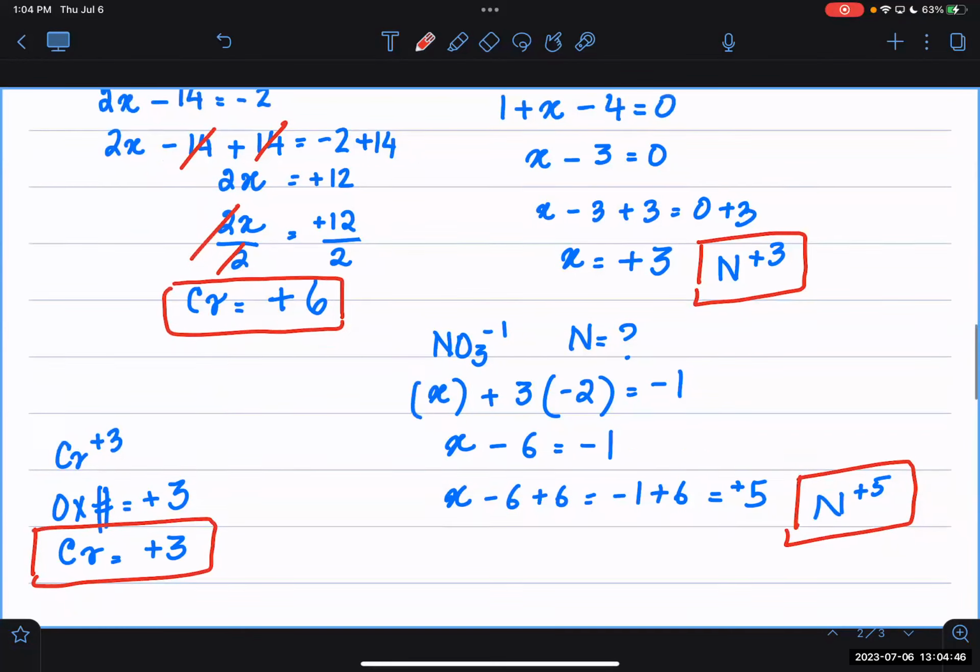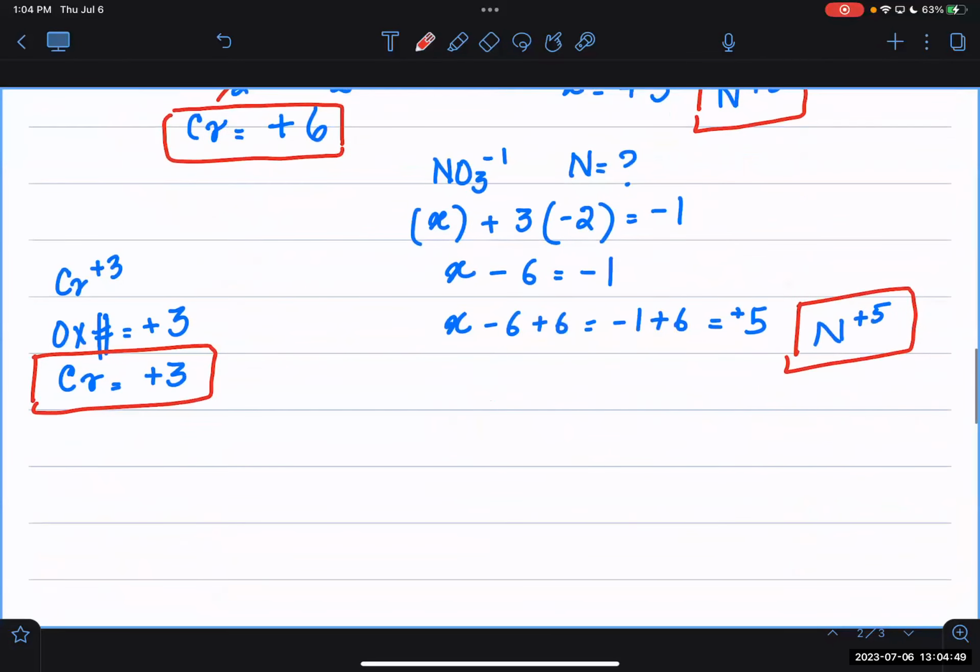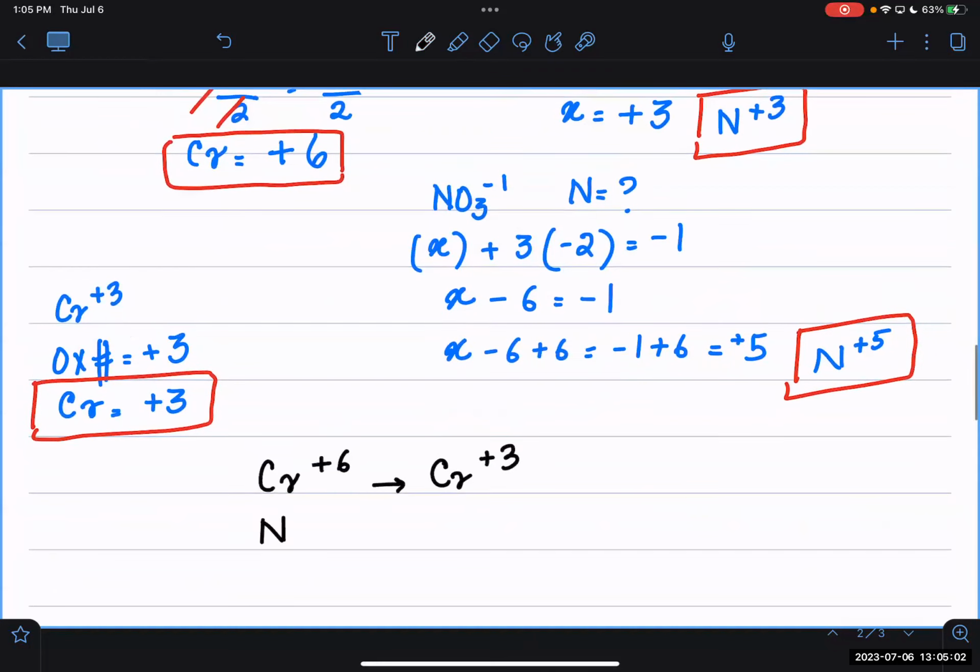All right, good. Now, what do we see here? These are the main ones, main characters. So oxygen is always minus 2, so forget it. So what's happening to chromium? Chromium is going from plus 6 to chromium plus 3 state, right? Nitrogen is going from positive 3 to positive 5 state, right? So which one is getting oxidized and which one is getting reduced? Reduced. Very good. So this is reduced and the other one is oxidized. Clear?